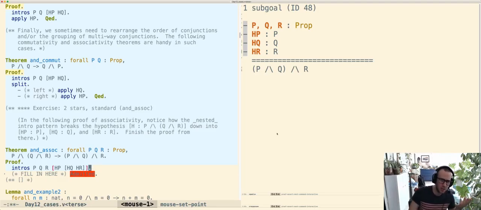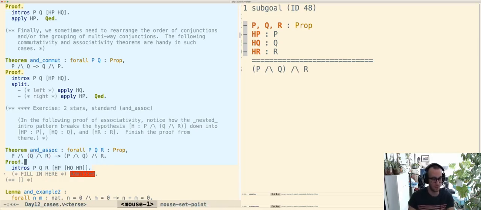One thing I want to note here is, look, we did 2 destructs with this as pattern, but we still only have 1 subgoal. And that's because of the structure of conjunction. There's only one way to build a proof of P and Q, or of Q and R. It's to have both of those things. It's not like a base where there's 4 different cases you could have, or like a natural number where there's 2 different cases, or like a Boolean where there's 2 different cases. There's only one proof of any conjunction, a proof of its parts.